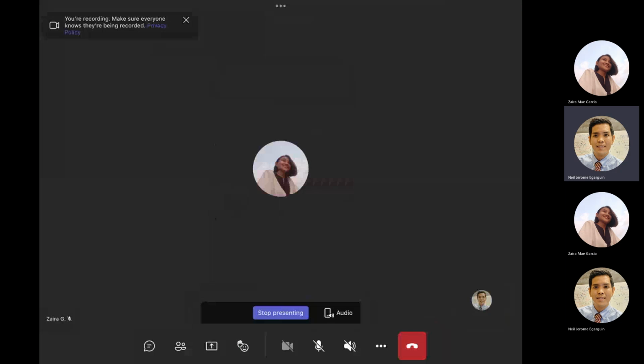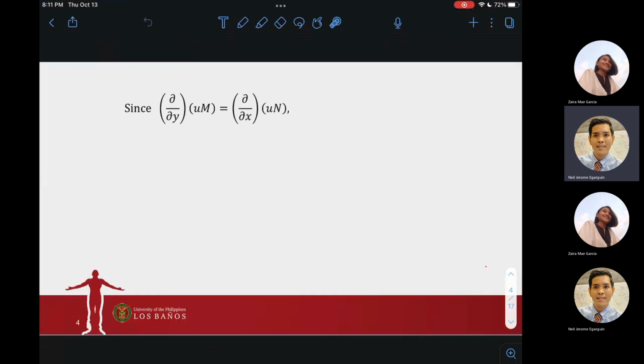Kahit recording, no, nadi-disconnect ako. Kasi magkaiba yata yung network, yung Wi-Fi network nung tablet ko sa laptop.